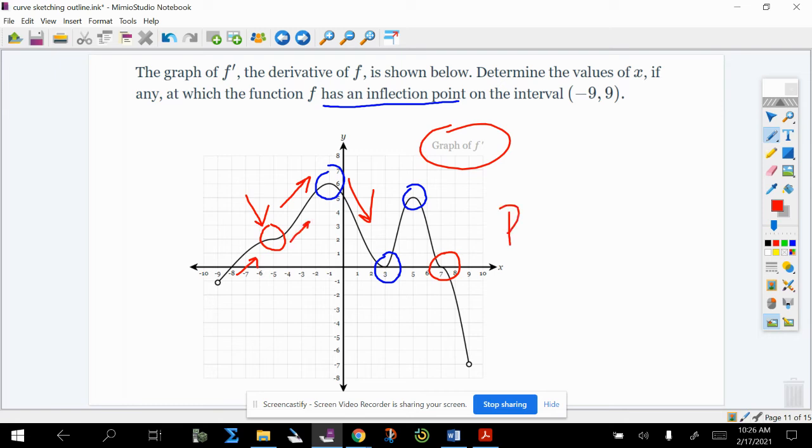So my points of inflection, and again, they are just x values, look like they happen at -1, at 3, and at 5. So from that, we are looking for those extrema that are places where we do get that sign change of the slope of what we are looking at.